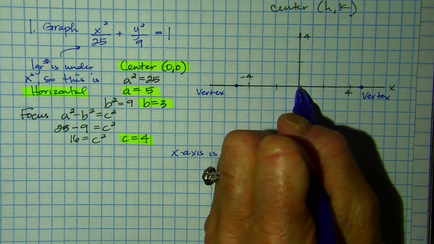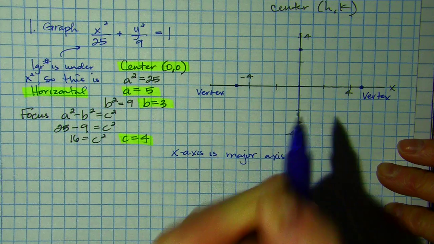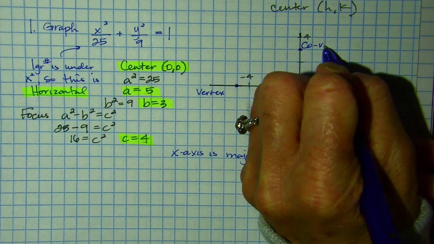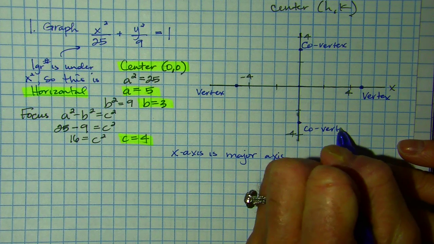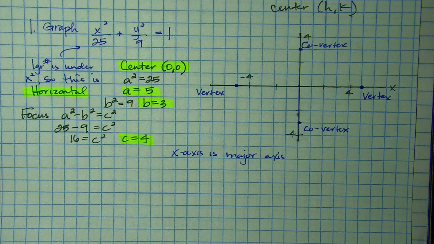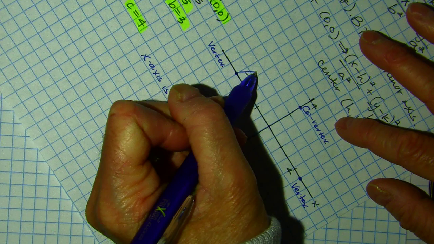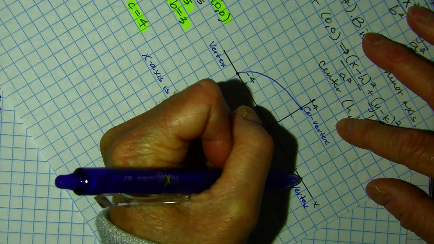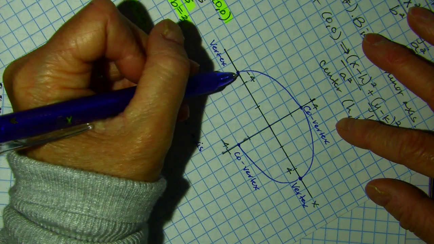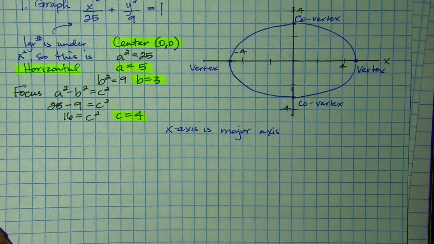So go back to the center. B is 3, so up 3, down 3. You can call these co-vertex or co-vertices. And it's like a co-captain because these are smaller. You went 5 in each direction and then you only went 3. You went 5 to the left and right, 3 up and down. So I'm now going to connect my ellipse. Remember, it has an oval shape. Just pretend you're doing 2 really wide parabolas. So there's my ellipse.